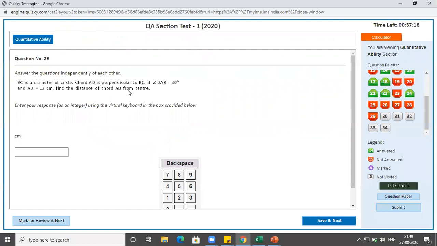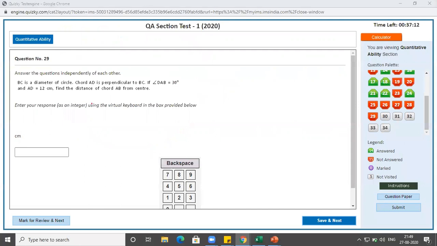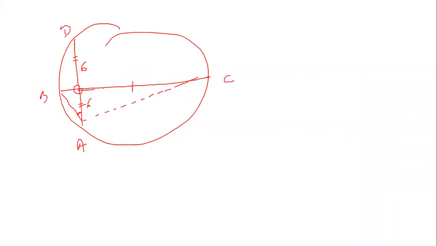क्या निकालना है? And AD is 12. AD is 12, so that means this is 6. This is 6. Okay. But the distance of chord AB from the center, this is the distance that we have to find out. This is 6 given to me. And this value is 30 degree. If this value is 30 degree, this will also be 30 degree. In this triangle, this is 90, this is 30, this is going to be 60. This 90, this is 90. Right? This is also 90.